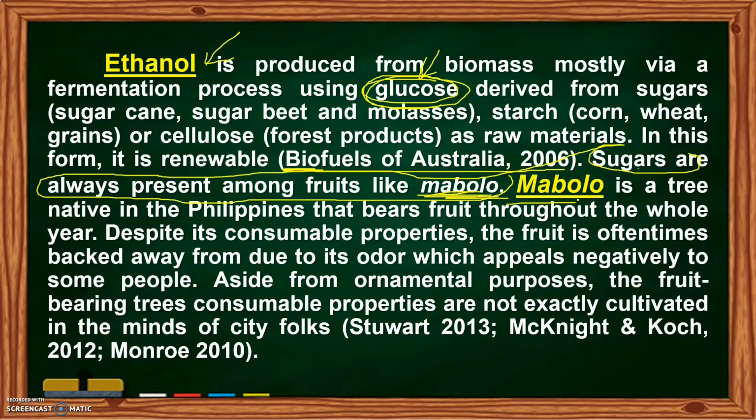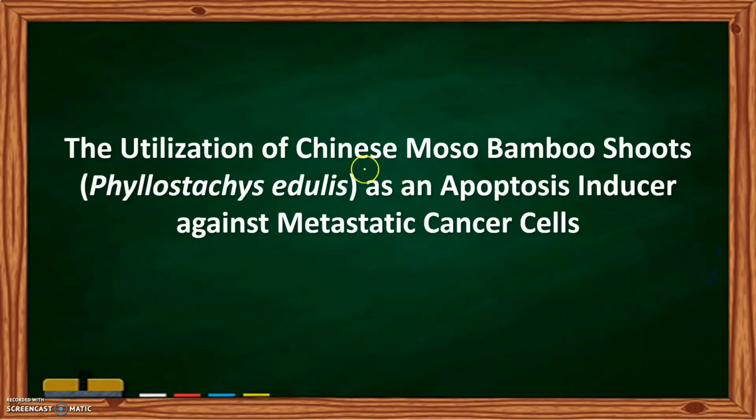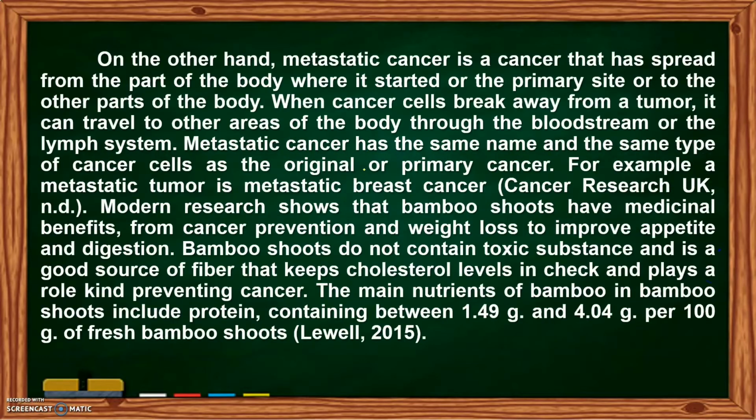Okay, the question is, sino ang uunahin natin? Is it the independent variable or the dependent variable? So dito, alin ba ang independent at alin ba ang dependent? So ang ating independent, it's the mabolo, and our dependent is the ethanol. So meaning to say, we will discuss first the dependent variable. Okay? And then, ayan, diniscuss na nila yung tungkol kay mabolo. So, let's say another example. Doon naman tayo sa Chinese bamboo shoots.